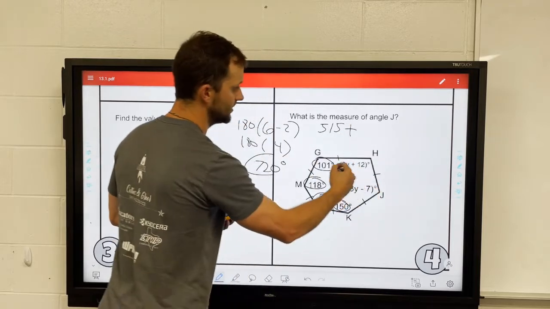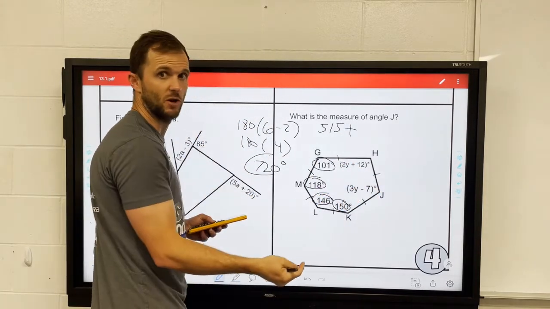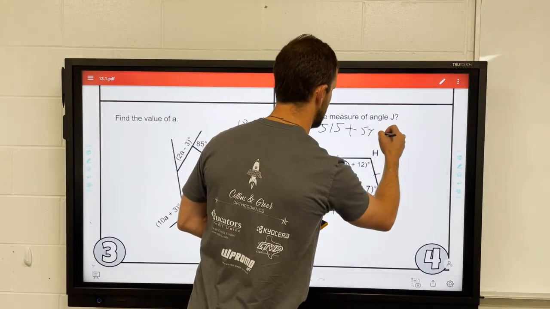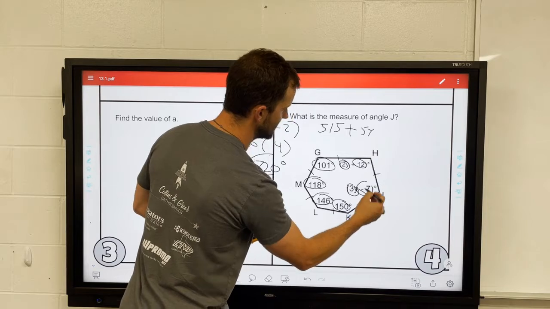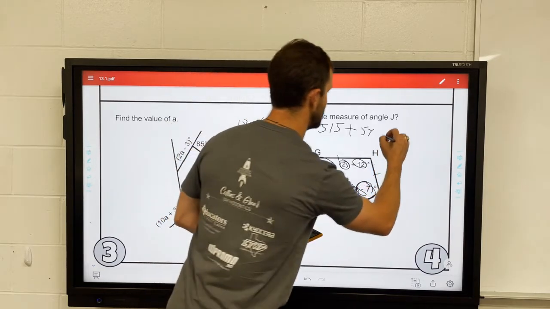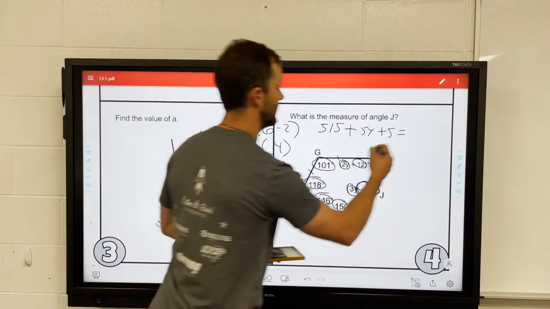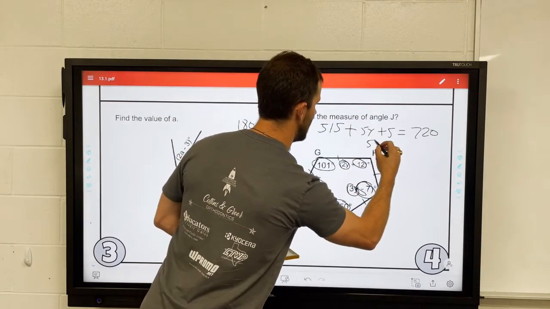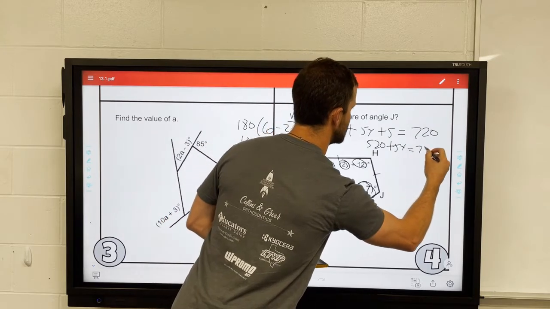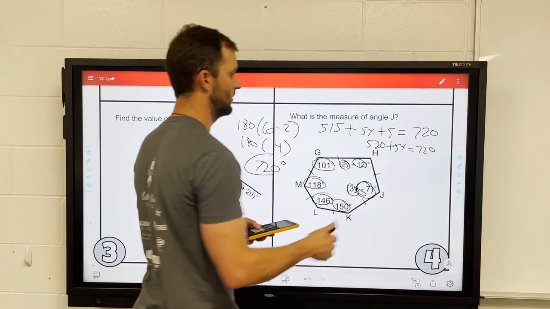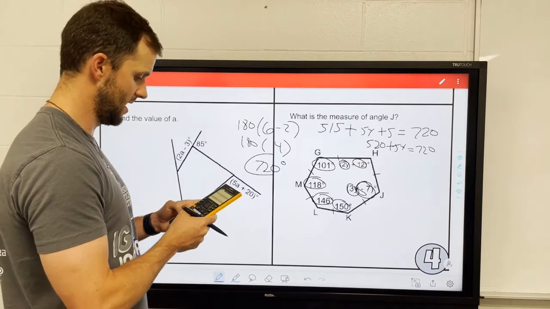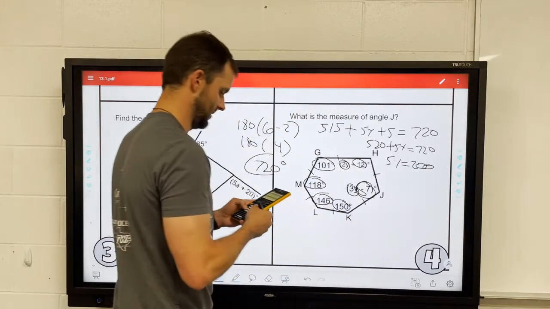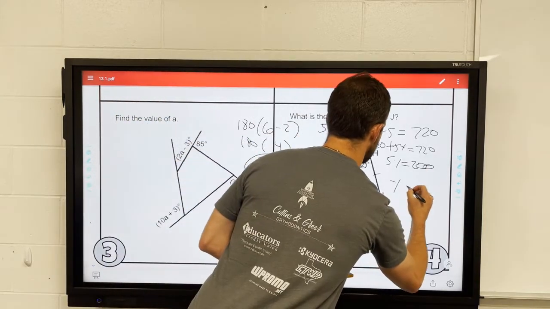Okay, and then I'm going to add these two angles together. But if you look, they're both expressions. I'm going to go ahead and combine the like terms. So 2y and 3y would give me 5y. And then 12 and negative 7 is going to end up giving me 5. So plus 5 is going to equal 720 degrees. Okay, I'm going to go ahead and combine these. So 515 and 5 would end up giving me 520 plus 5y equals 720. So I'm going to subtract 520 and then divide by 5. So 720 minus 520 is going to give me 200. So 5y equals 200. And then I'm going to divide by 5 on both sides. So y in this instance is going to be 40.